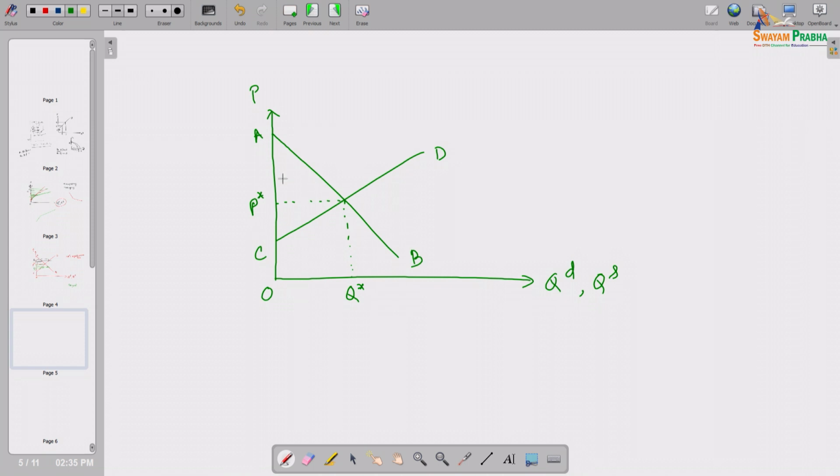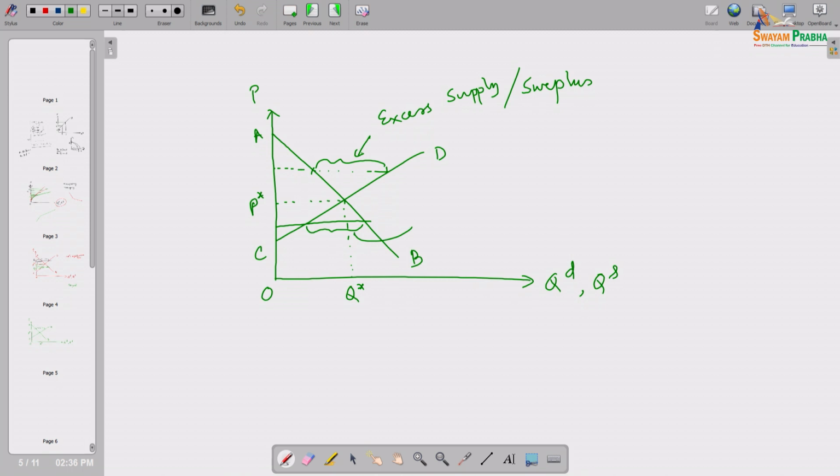So, of course, as we told, at any price above the equilibrium price, we will have this much excess supply. This is called excess supply. Sometimes that is called surplus also, surplus. And at any price below the equilibrium price, this is called excess demand, or sometimes that is called shortage.